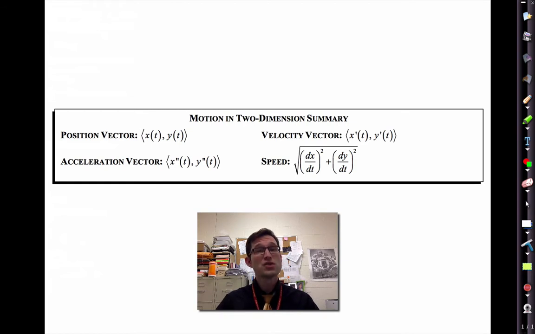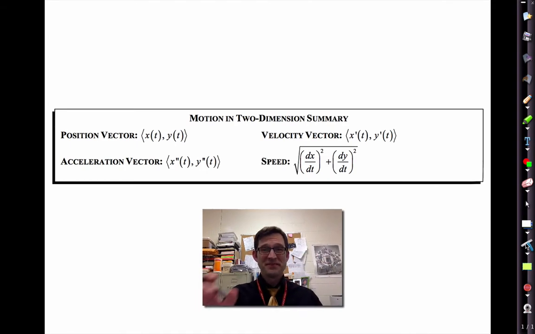The speed is just the length, or the magnitude, of the velocity vector, right? So if we find the length of this vector, we would do it using that formula. Let me clear that out. Now let's move on to the next problem.